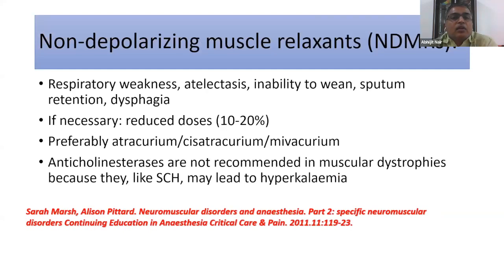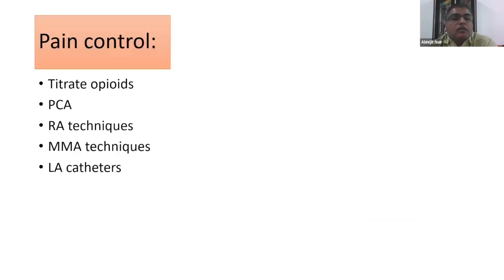Non-depolarizing muscle relaxants cause respiratory weakness, atelectasis, inability to wean from ventilation, sputum retention, and dysphagia. This is because the effect is more profound. The recommended dose is 10 to 20% of the estimated dose for a particular patient, and the drugs that should be used are short-acting drugs like mivacurium, if available, or else intermediate-acting drugs like atracurium and cisatracurium. The advantage is that they have Hofmann elimination, so you can ventilate the patient and then extubate comfortably when they fulfill the essential extubation criteria. Anticholinesterases are not recommended in muscular dystrophy because, like succinylcholine, they can cause hyperkalemia and hyperkalemic cardiac arrest.